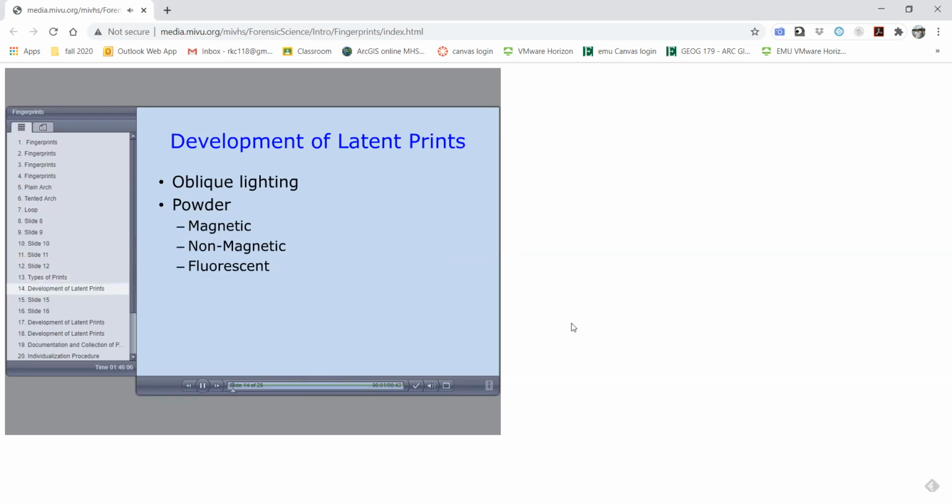To develop latent prints, we can use oblique lighting. Now, oblique means from the side. That's why sometimes when you see the actors on CSI with their little flashlights and they're showing them from the side rather than shining them straight down, they're doing that because they're looking for prints. It makes the print visible. We can also use powder, and there's magnetic powder, non-magnetic powder, and fluorescent powder.